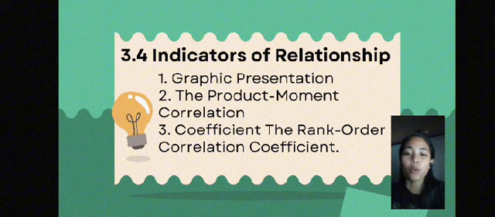Next is the product moment correlation. This is the most widely used indicator of the magnitude and direction of the relationship between two variables. This is popularly known as Pearson correlation coefficient, named after the English statistician Karl Pearson. Next is the rank order correlation coefficient. It is another technique for estimating the magnitude and direction of the relationship between two variables. This technique was introduced by Charles Spearman.